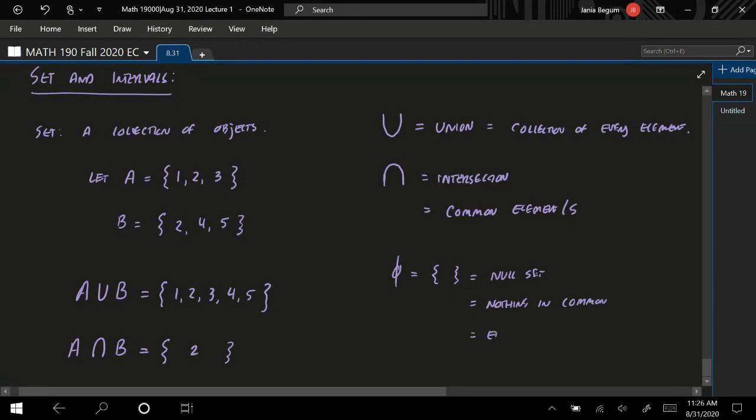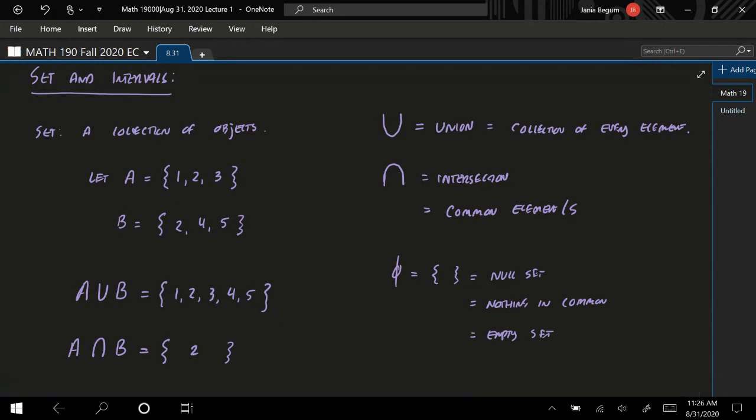Or you can say empty set. Right? So there are multiple ways to express null set. So these are a few symbols that you should be familiar with and you should know how to use them. Know how to use union, know how to use intersection, and the empty set as well.